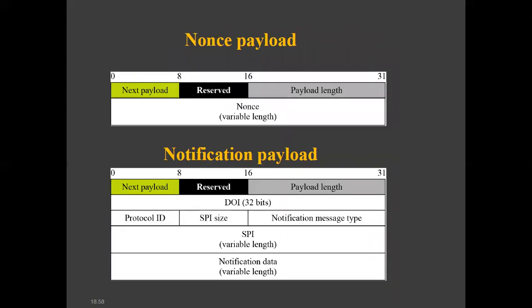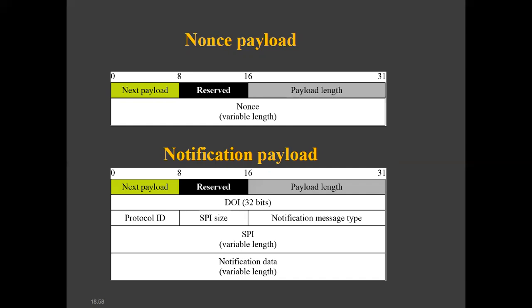Then the nonce payload contains random data which is used as a nonce to assure the liveliness of the messages. It is used for ensuring that the messages are fresh and they are not replayed by the attacker. So this nonce field is a variable length field and is carrying the value of the nonce. Nonces are nothing but random numbers which are used to ensure that fresh messages are sent every time and it is not a replayed one.